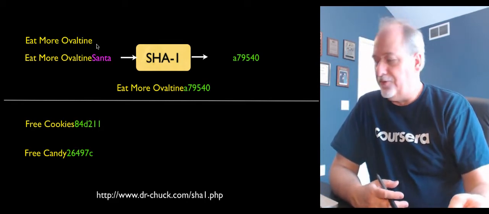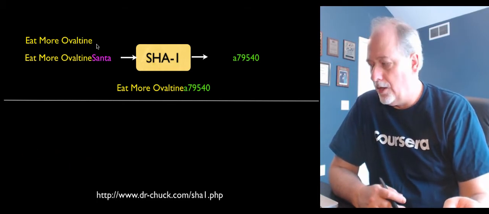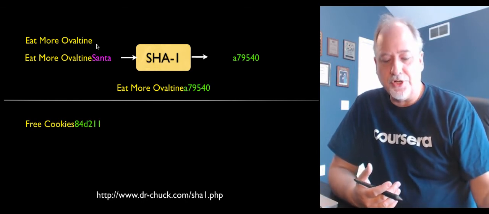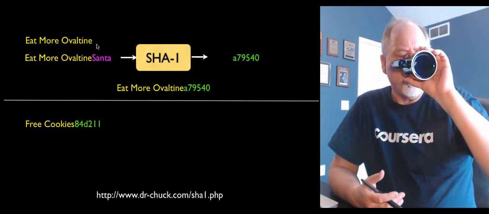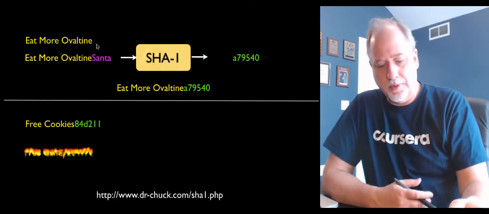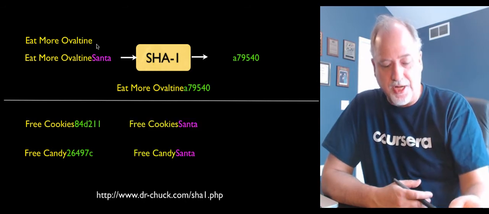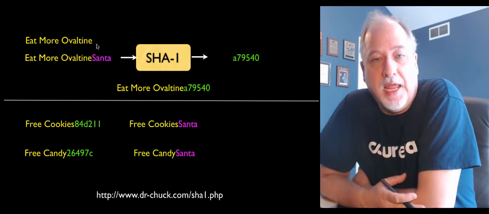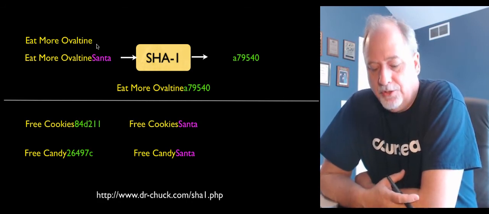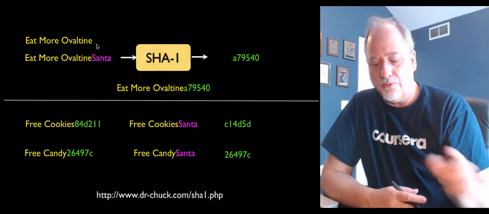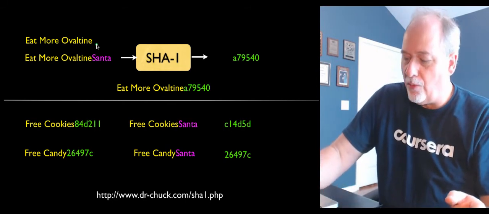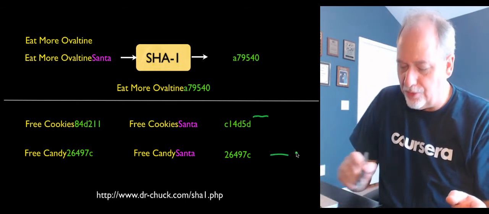Okay. One last chance before we do the reveal. Okay, here we go. So, here comes a message from an insecure medium, free cookies, with that as the message digest. We got the other one, free candy, with that as the message digest. So what we do is we take off the digest and add the word Santa to each one. And then we run the SHA-1 on each one. And then we get the two SHA-1s. Here's the one and here's the two.